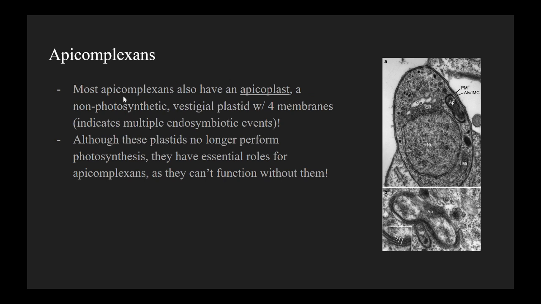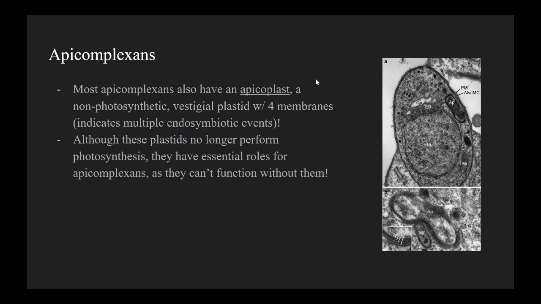Then another feature that apicomplexans have is this apicoplast. It's a plastid, which means that it's like a chloroplast. It's related to the chloroplast. It's from endosymbiosis, like we talked about in the last lecture. And it's evolved over time to become non-photosynthetic. Vestigial just means it used to do photosynthesis, but it can't anymore.